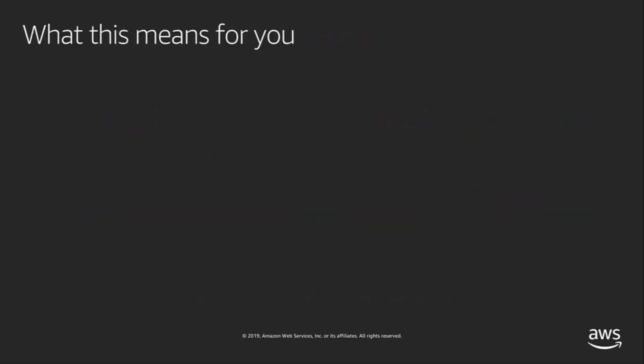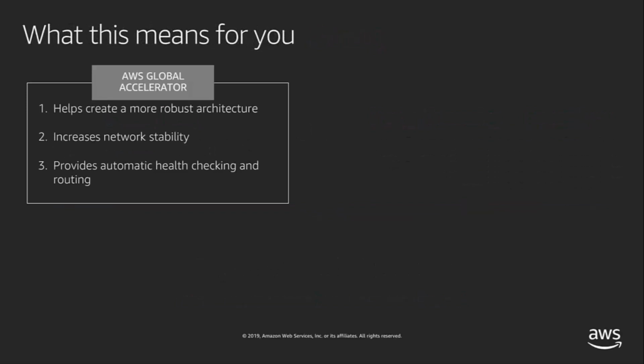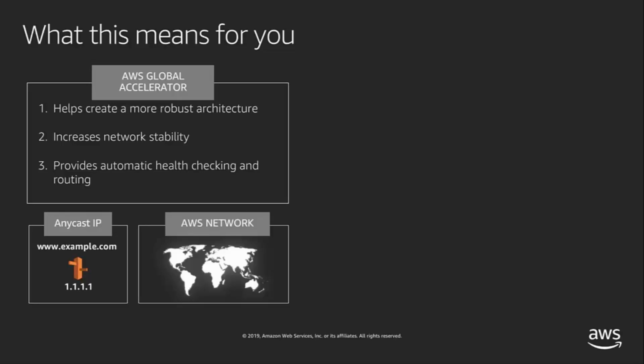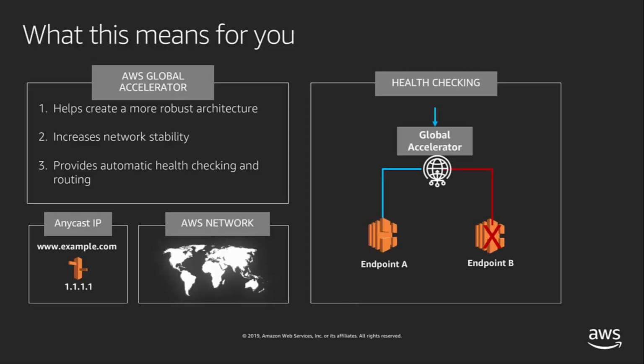So in conclusion, what this means for you is that Global Accelerator helps you create a more robust, highly available, highly performant architecture, increases the stability of your network and the consistency in performance for your users. It provides automatic health checking and intelligent routing. It provides static anycast IPs that you can give your clients. It leverages the AWS Global Network, which is congestion-free, jitter-free, and fully managed by AWS. And it leverages the health checking capabilities that AWS built over the years.